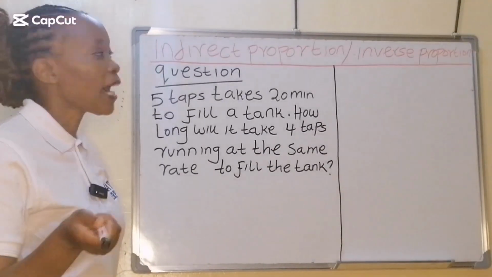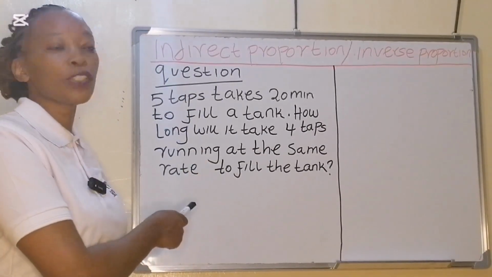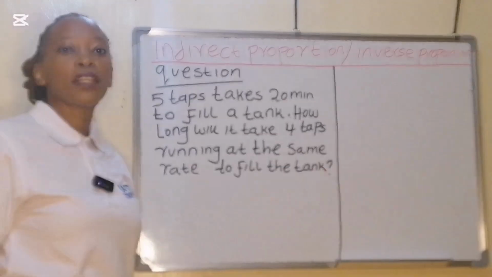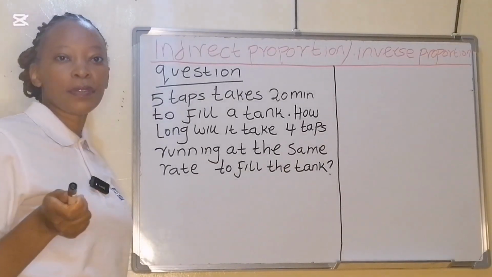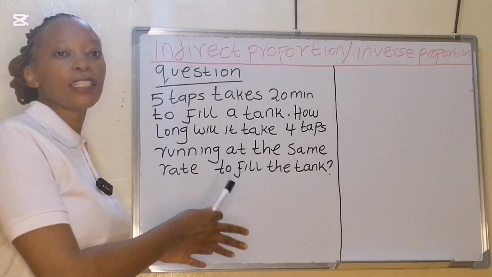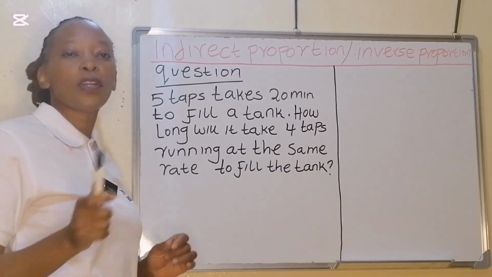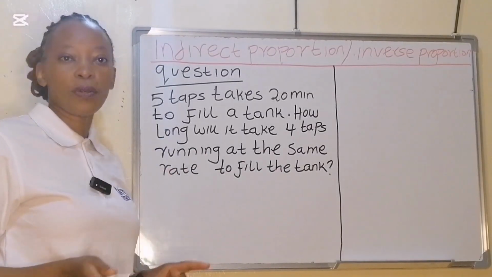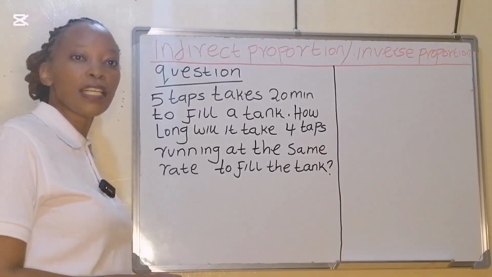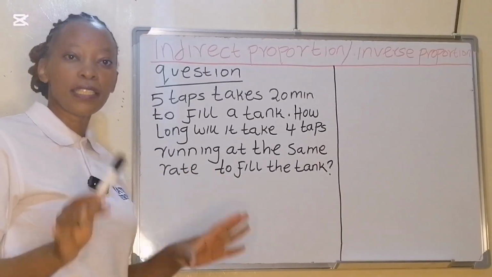Today we are going to learn indirect proportion, which is also called inverse proportion. This is connected to increase in ratio and decrease in ratio. I did a video on increase in ratio and decrease in ratio, on how to identify them.